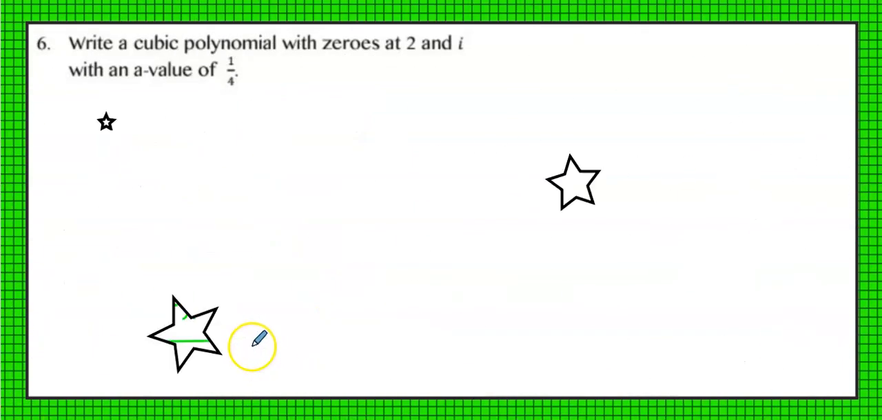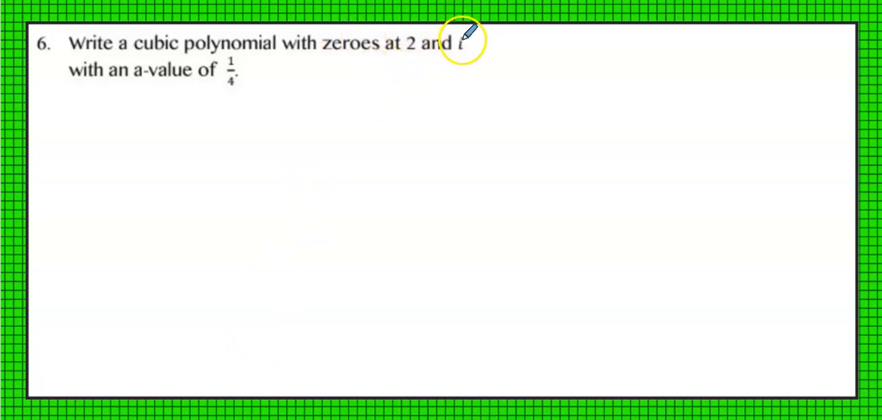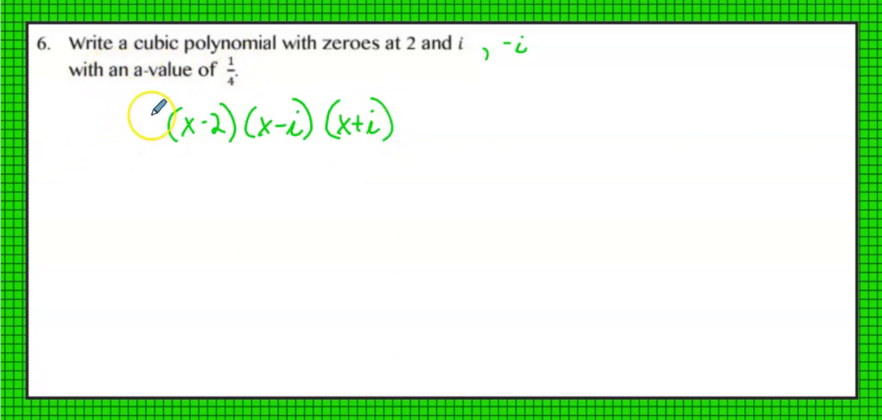Okay, the first thing I want to look at on number 6 is the fact that it says there's a 0 at i. If there's a 0 at i, then there is also a 0 at -i. So I just want to make a note of that. It says it's cubic. So with 1, 2, 3 zeros, I know that each of those factors is going to have an exponent of 1. So I'm going to have an x minus 2, an x minus i, and an x minus -i, which is x plus i. It gives me the a value. The a value is 1/4, so I can put that there. And there's my equation. I just need to multiply everything out.